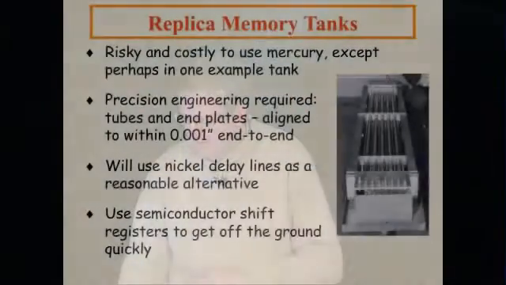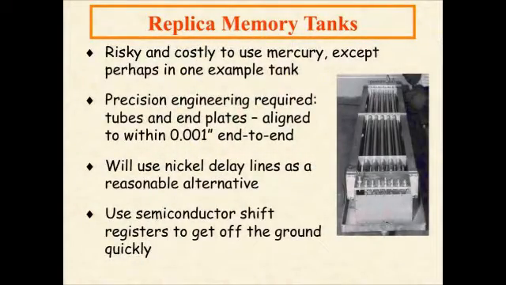We're not going to use mercury delay lines. Obviously, it's risky and costly. It's about £160,000 worth of mercury, which is a challenge. The health and safety things aren't really a major issue. They're only an issue when you're building them, because then they're sealed units, so you don't worry about that. The precision engineering of those tubes is quite demanding.